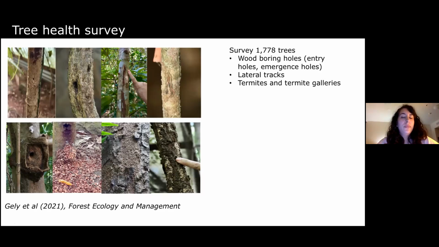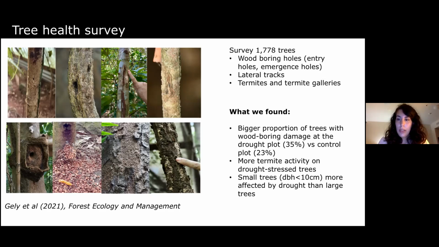So I did a tree health survey. I surveyed about 2,000 trees. I think it was about 3 years after the start of the drought experiment. And I was basically looking for any sign of wood boring. So you can look for wood boring holes. You have some kind of cracks through the bark. I was looking for termites, any sign of wood boring I could find.